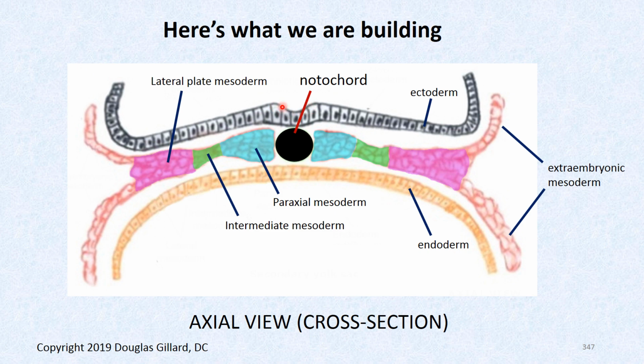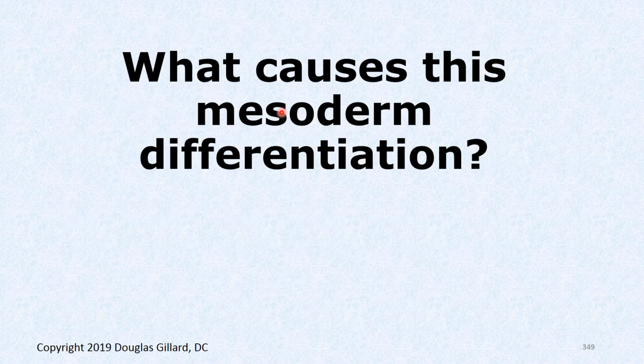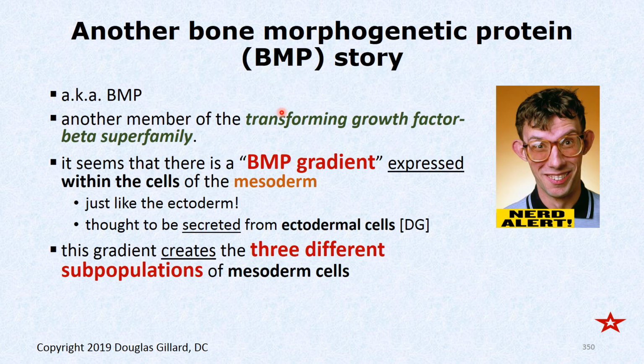We're getting some neural folds right here and here. That's kind of where we're at. So what causes this differentiation? The simple answer is, it's more complicated than this, but the simple answer is it's another BMP story. So BMP, bone morphogenetic protein, it's really BMP4 we're talking about mainly here, but I'm just going to keep it simple and call it bone morphogenetic protein.